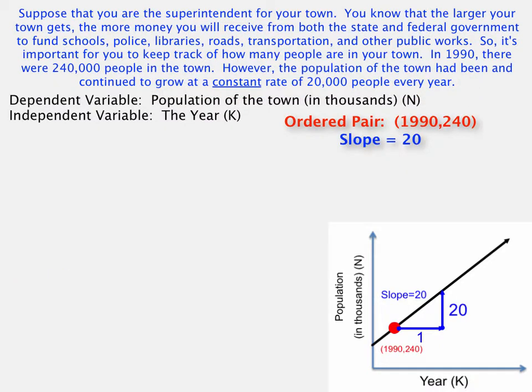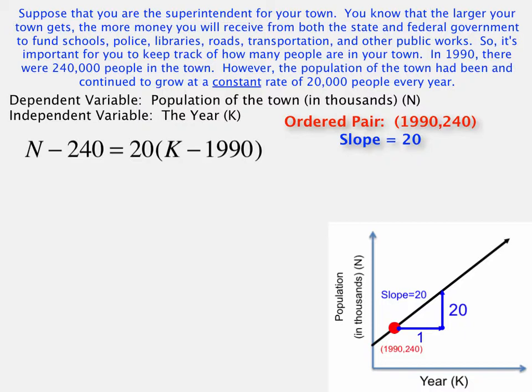So now we have an ordered pair from our situation, and we have a slope. And my claim is, using these two pieces of information, we can easily create an equation to model this situation using the point-slope form of a linear equation. And so the equation would be n minus 240 equals 20 times k minus 1990.